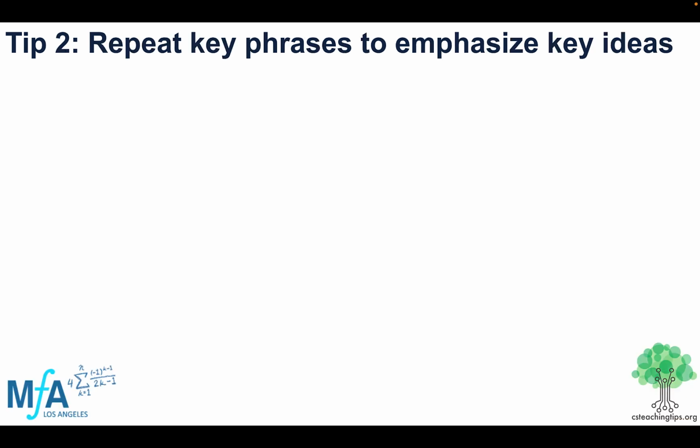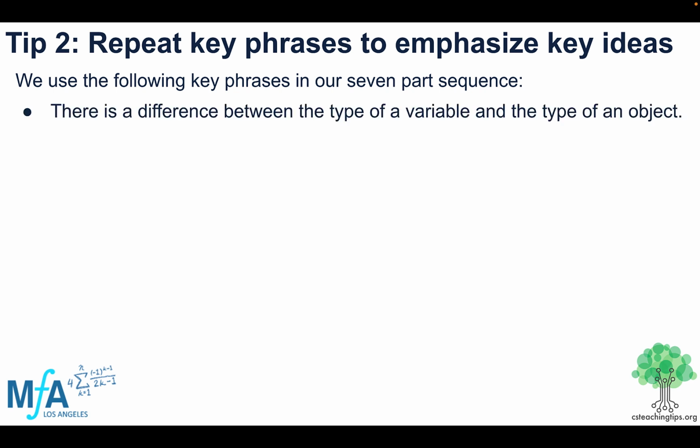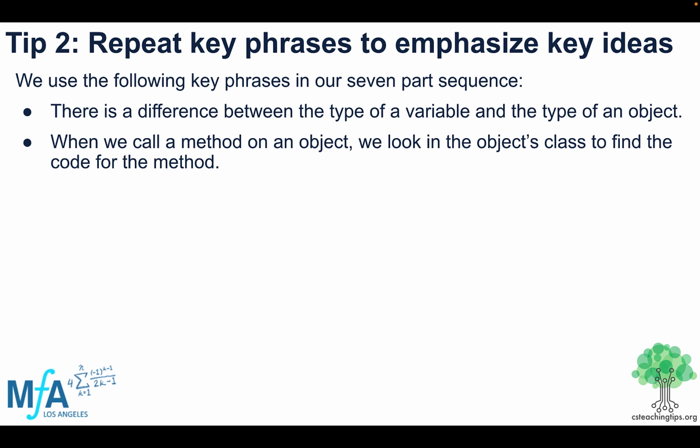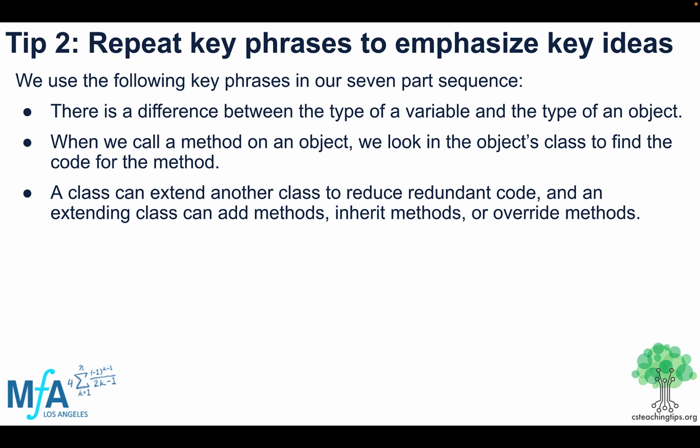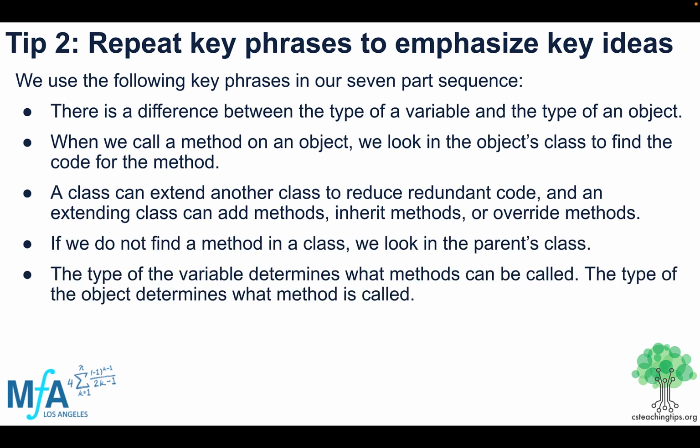We also try to repeat key phrases to emphasize key ideas. Throughout our instructional sequence, we use the following key phrases. There's a difference between the type of a variable and the type of the object. You just saw that one. When we call a method on an object, we look in the object's class to find the code for the method. A class can extend another class to reduce redundant code, and an extending class can add methods, inherit methods, or override methods. If we do not find a method in a class, we look in the parent's class. The type of the variable determines what methods can be called. The type of the object determines what method is called.